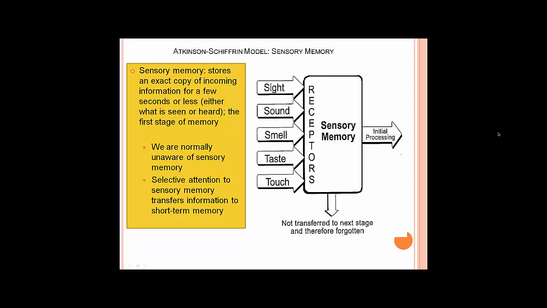It acts basically like a filter, and it's not a filter, but let's just visualize it as a filter. And at that point it says, oh, this is just going to stay on the screen for a second or less, and then it's gone. We're normally unaware of sensory memory. You're not aware of it. And selective attention to sensory memory transfers information to short-term memory.